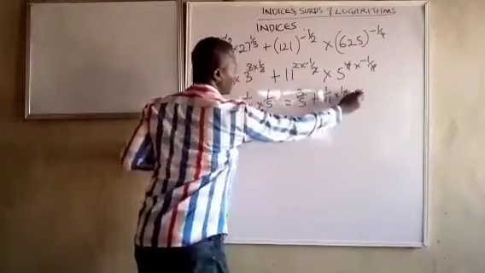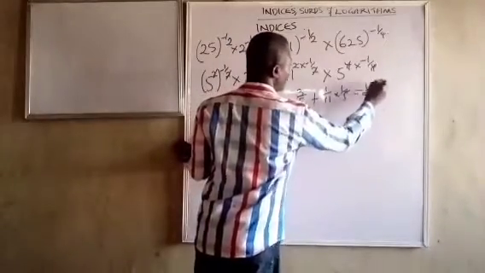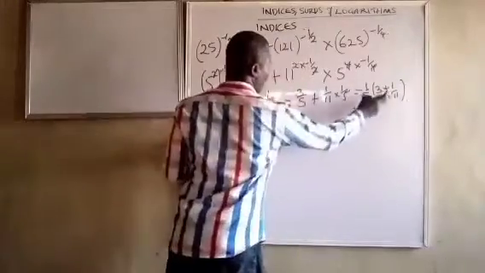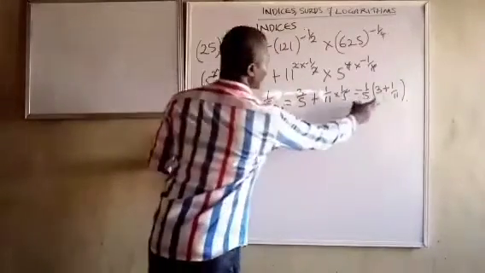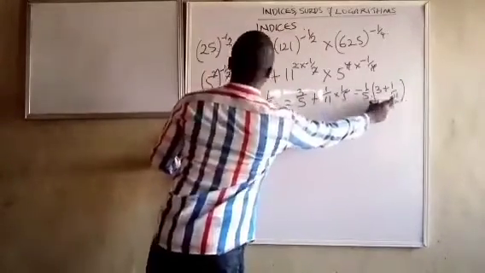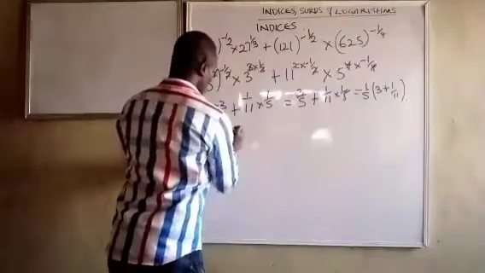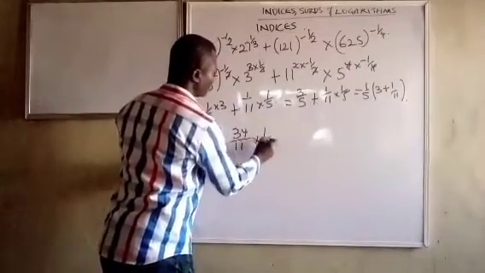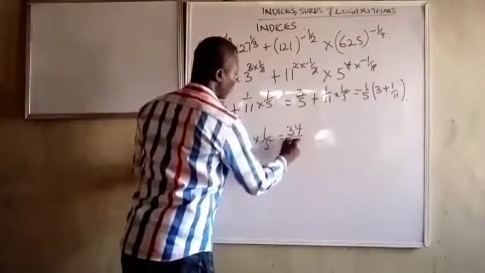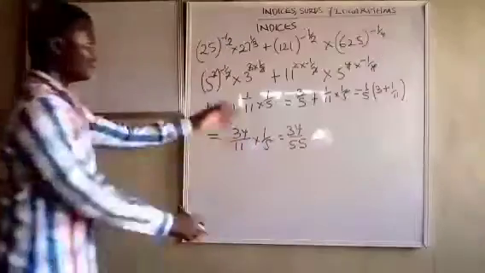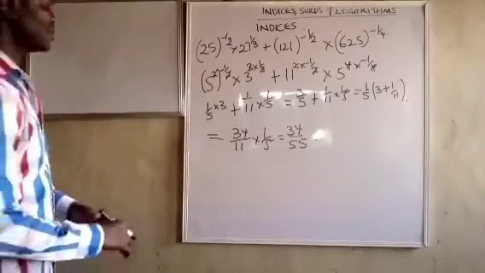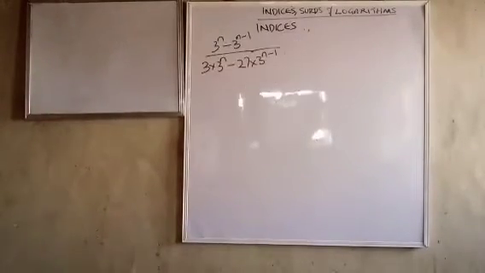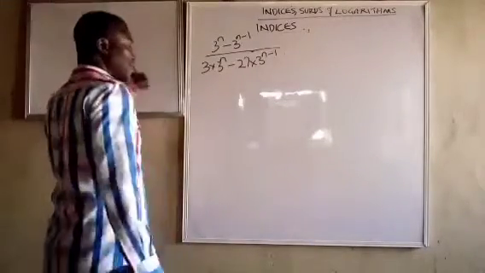I want to make it easy for myself, so I make it like this: 1 over 5 into 3 plus 1 over 11. And this gives me 33 plus 1, so 34 over 11 times 1 over 5, which is 34 over 55. So that's what it gives me. It gives me 34 over 55.